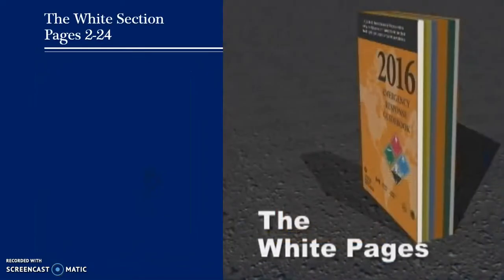Flip through pages 2 to 24. Notice how they have white borders while the other pages in the ERG are yellow, blue, orange, or green borders? All of the information you need on how and when to use the ERG is found in the opening white pages. General information about the guide can be found on pages 3 to 5.